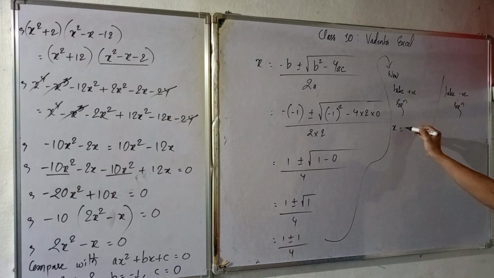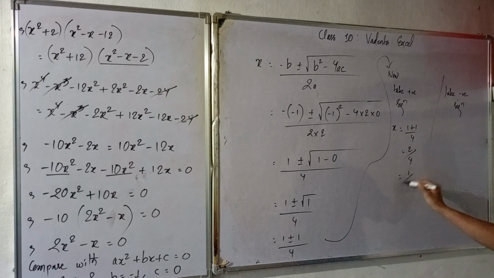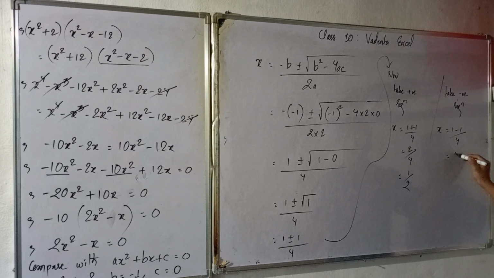x equals to, taking positive sign, x equals to 1 plus 1 divided by 4. This becomes 2 by 4, which is 1 by 2. And another, while taking negative sign, x equals to 1 minus 1 divided by 4. This becomes 0 by 4, which is equals to 0. So there will be 2 values for x. One is 1 by 2 and another is 0.